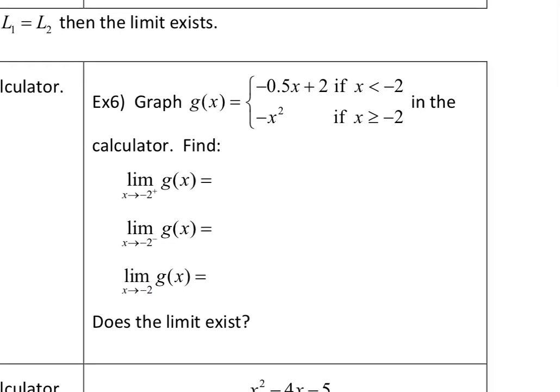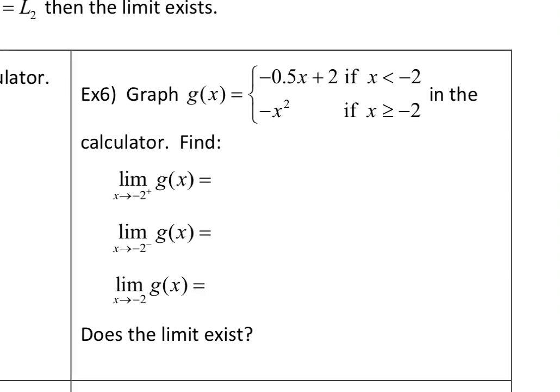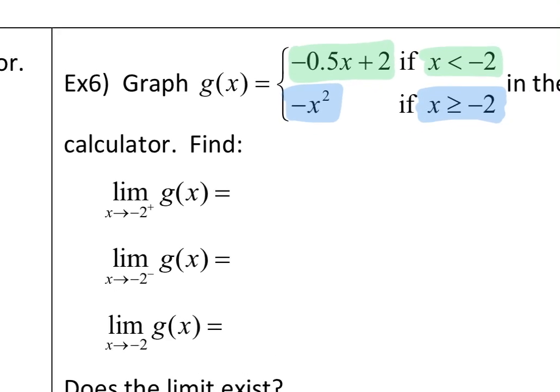Now we're going to do the same thing for number 6, but this time we have a piecewise function, and we're looking at the first equation for all the values that are less than -2, that means to the left of -2, and the second equation is all the values that are greater than or equal to -2, and so that happens to be all the values that are to the right of -2.